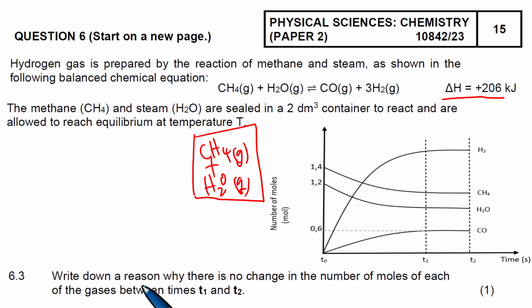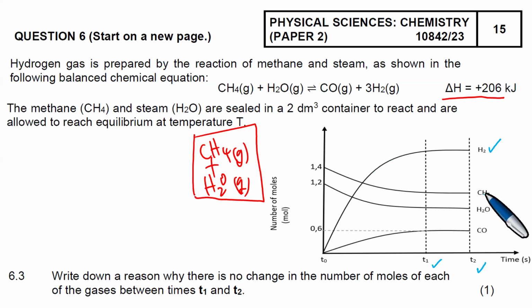Write down a reason. And what are we able to see here? You can see there is H2, hydrogen. The hydrogen graph begins from the origin and begins rising up. And then it begins to level off from time 1 to time 2. And that is what we're able to see with the H2 graph.